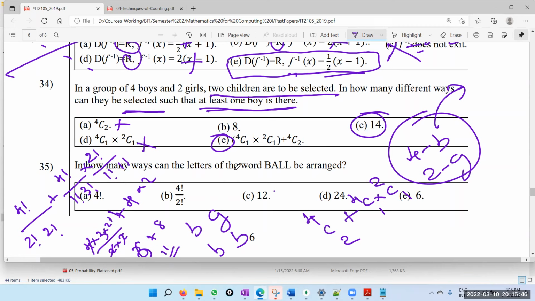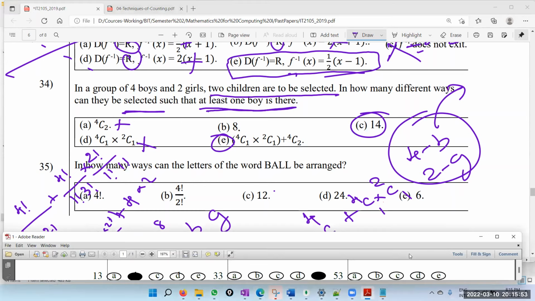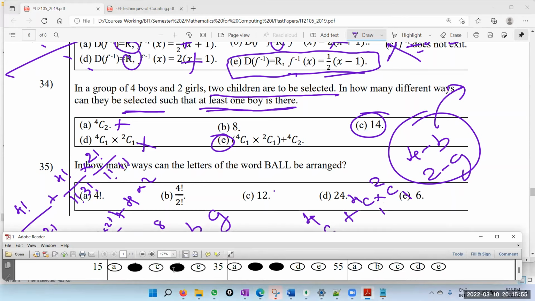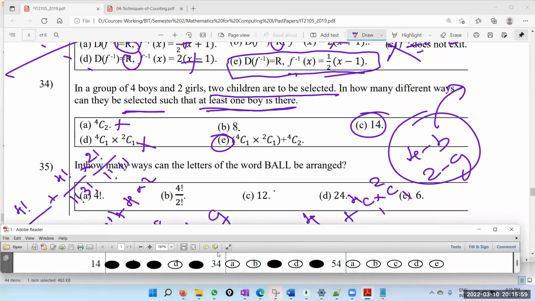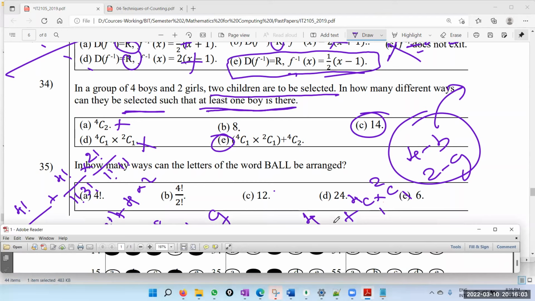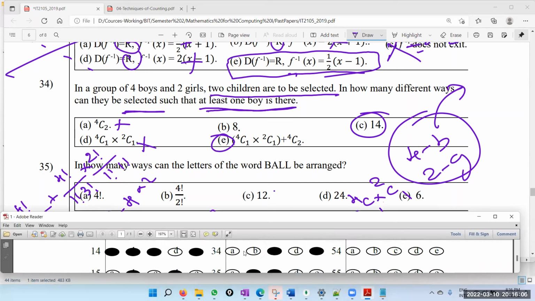So answer is C and E. Right? 34, C and E. C and E, correct. Okay.